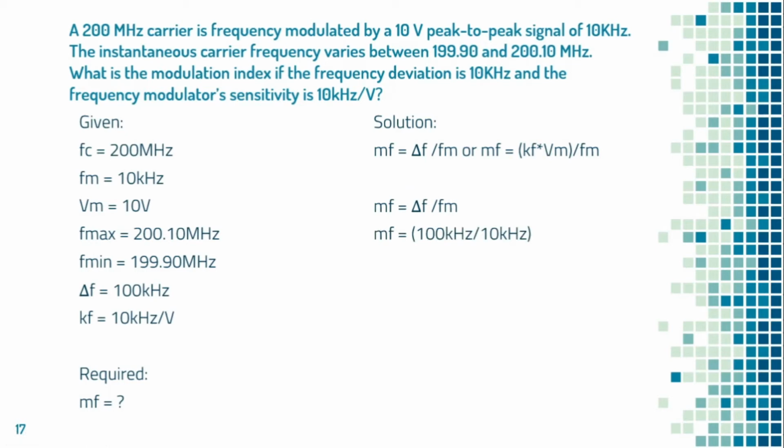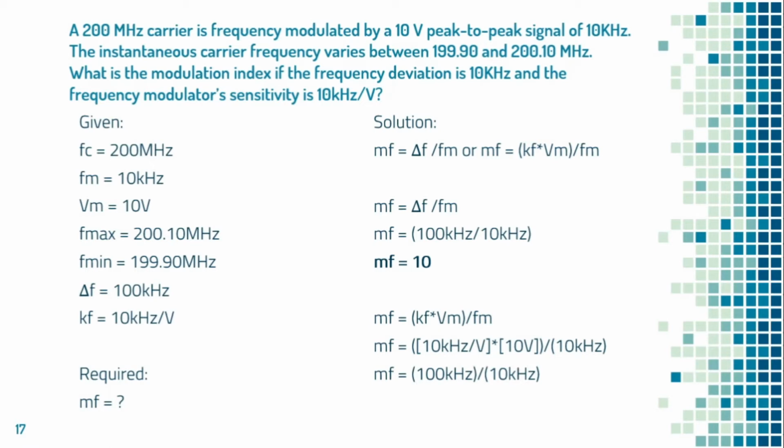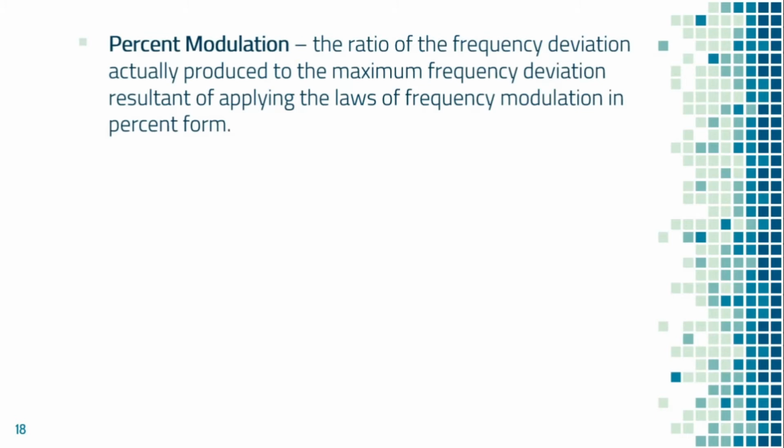So, using the first formula, we divide 100 kHz by the modulating frequency of 10 kHz, and that gives us a modulation index of 10. So, ang modulation index is unitless. So, using the other formula, 10 kHz multiply by 10 volts divided by 10 kHz. So, pag multiply natin itong dalawa, makakancel yung volts. So, we are left with 100 kHz divided by 10 kHz. And that gives us a modulation index of 10. So, pares lang sila. So, let's proceed to percent modulation.